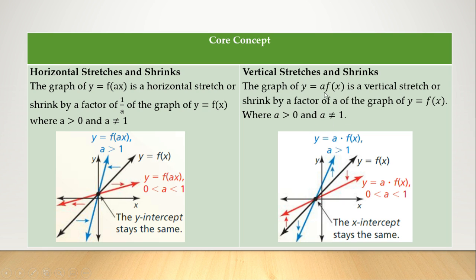Vertical stretches, very similar, only this time we multiply the outputs by a. Now, if a is greater than 1, that creates a vertical stretch. If a is some kind of a fraction, then it creates a vertical shrink. Okay, notice the similarities between these two. Also, they're pointing out something important. When you horizontally stretch or shrink something, the y-intercept is going to stay the same. Whereas if you vertically stretch or shrink something, the x-intercept is going to stay the same.